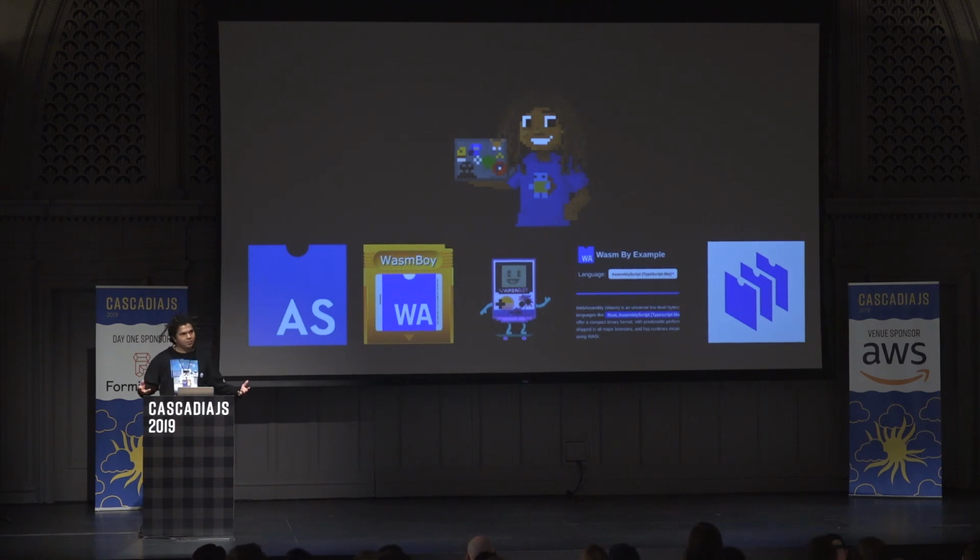I'm a member of the AssemblyScript team, which is a TypeScript-like language to WebAssembly. WasmBoy, which is a Game Boy emulation library written in AssemblyScript for WebAssembly. Vaporboy, which is a progressive web app or PWA for WasmBoy. Wasm by example, which is kind of like Go by example, with bite-sized examples for learning WebAssembly and getting into concepts. And I work at Wasmer in developer relations with a bit of production JavaScript sprinkled in.